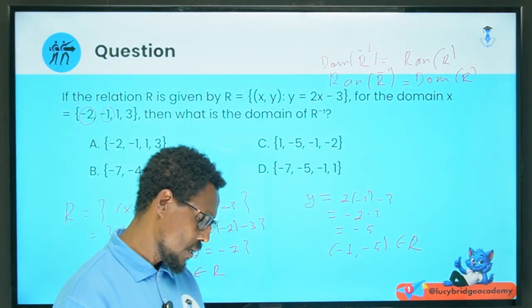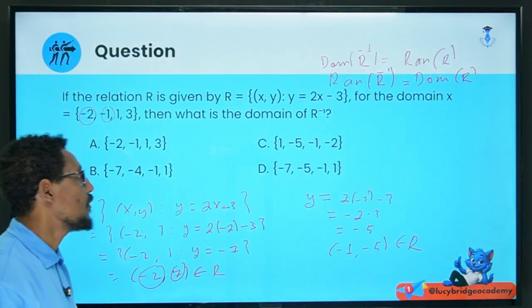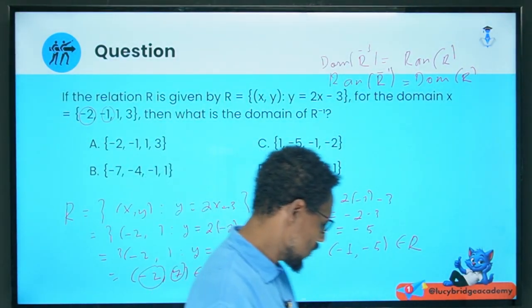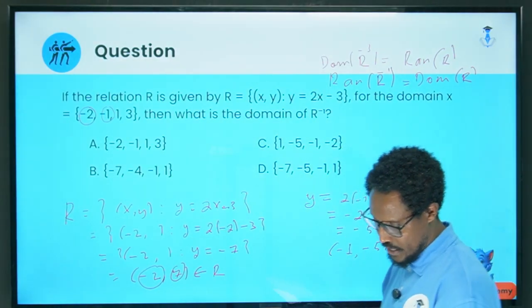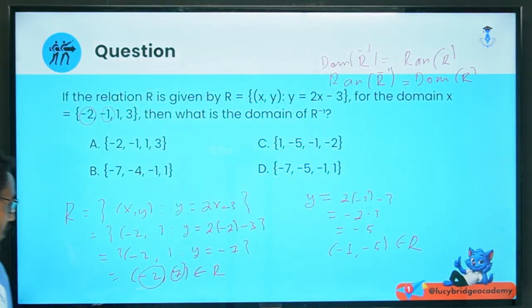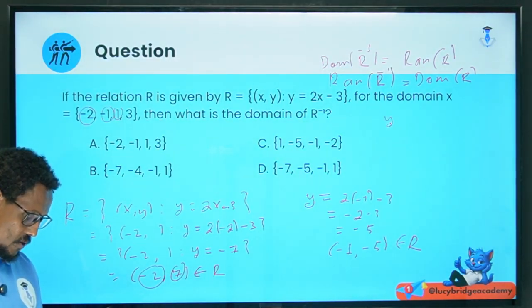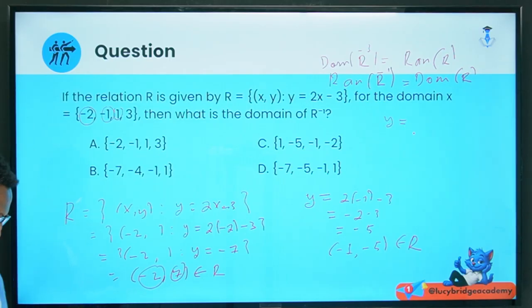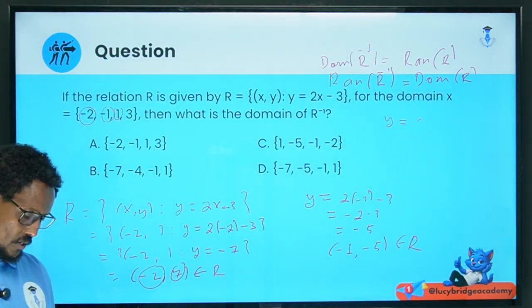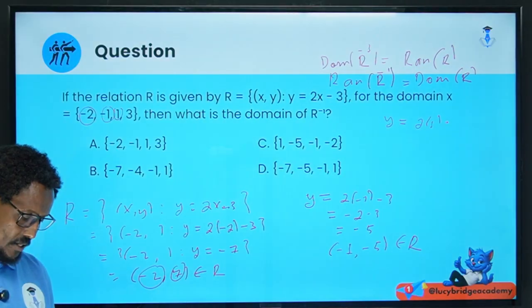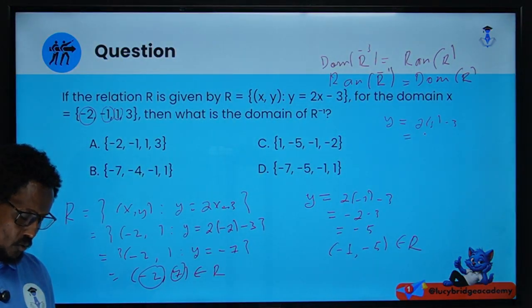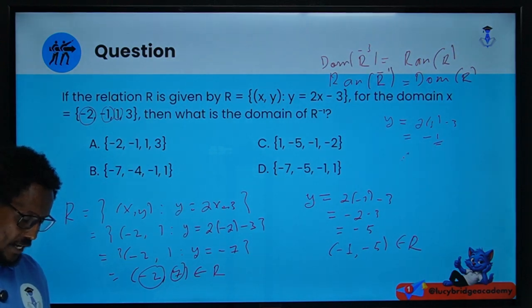And then what about when the value of x is 1? Okay, when the value of x is 1, that means y is equal to 2 times 1 minus 3, which means 2 times 1 is 2, 2 minus 3 is -1. So the value of y is -1. When x is 1, the value of y is -1. This is an element of the given relation r.